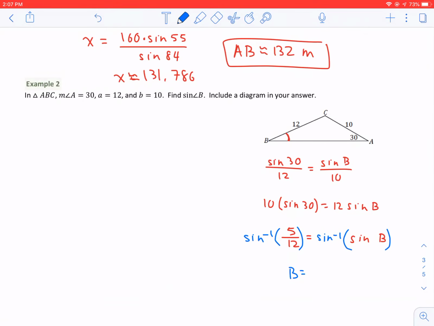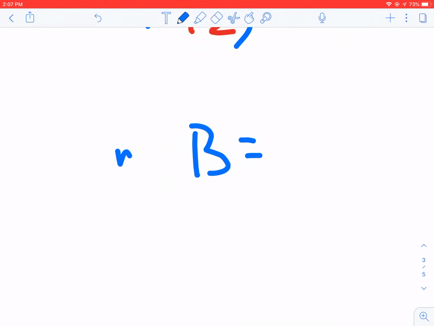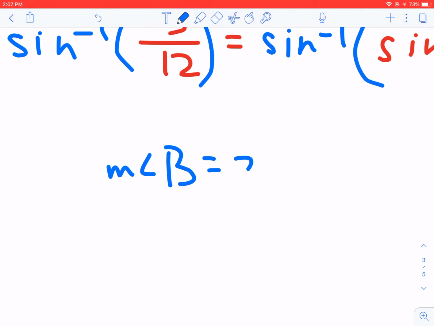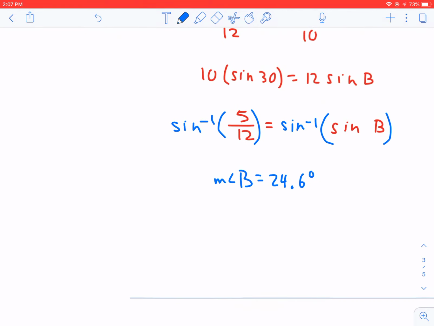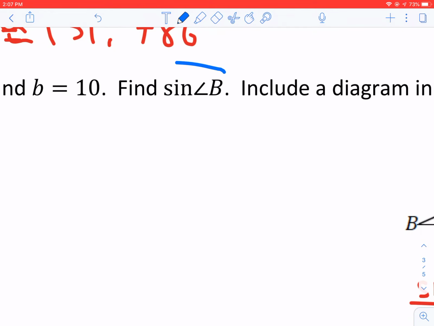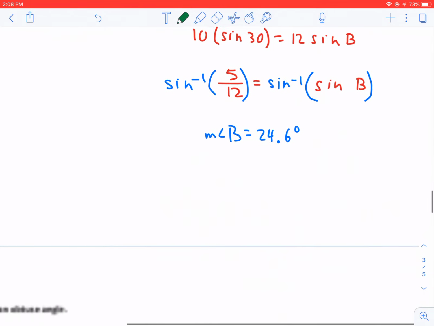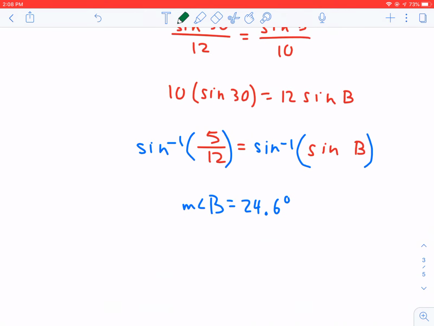It did not tell us what to round to. And also, I didn't answer the question. But by the way, the measure of angle B would be about 24.6 degrees. But I'm very sorry. The question did not ask us to find the measure of angle B. It told us to find the sine of the measure of angle B. So I actually did extra work.